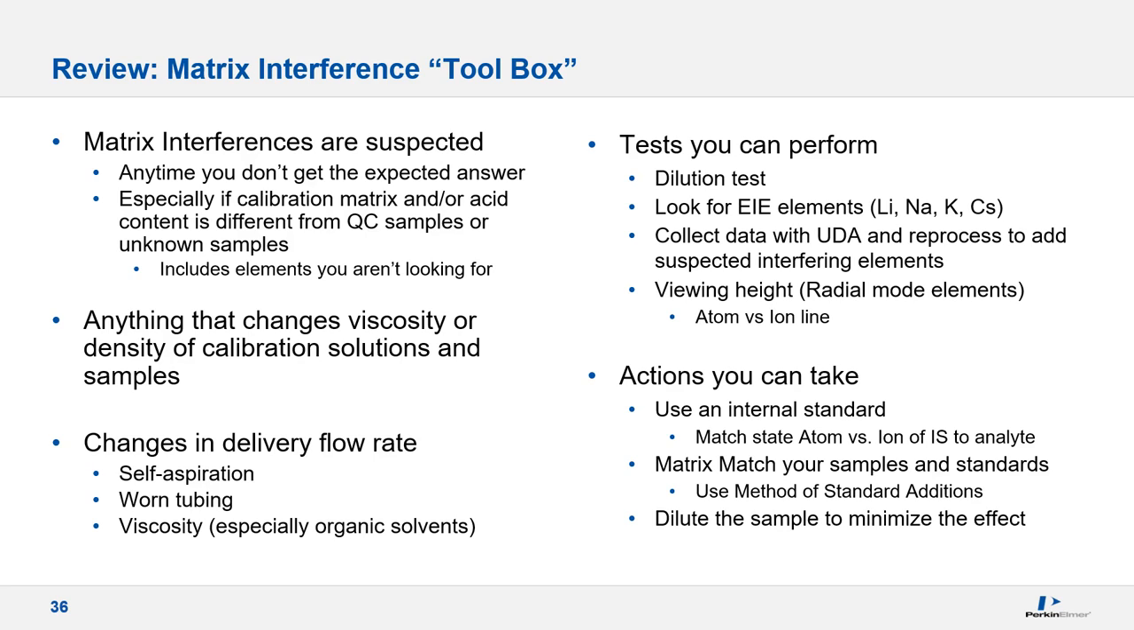There is also the option of doing a method of standard additions calibration where you spike your standards into separate aliquots of your sample. This can be time consuming, but if accuracy in a difficult matrix is critical, it's the best possible solution. And finally, you can dilute the sample to minimize the interference effects. Again, a simple solution, but you need to realize this may degrade your detection limits, since generally you need to multiply your reporting limit by the dilution factor being used.